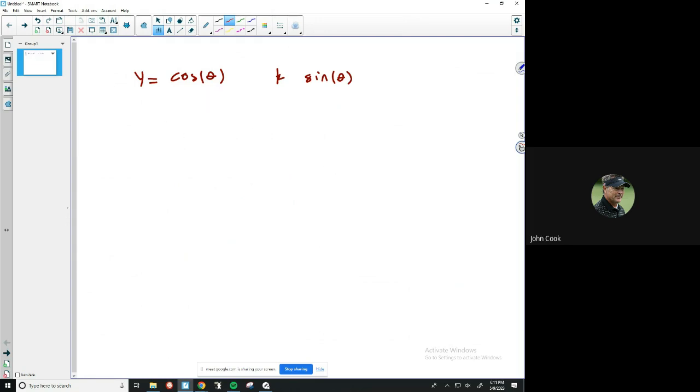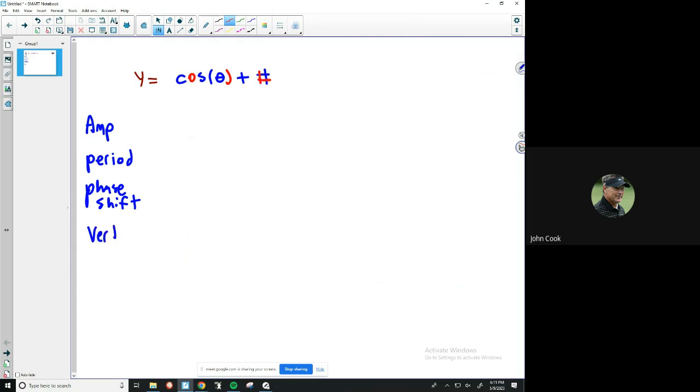All right, for every single graph that we have, it doesn't matter what it is, we're going to answer a bunch of questions. We're going to find the amplitude for every one of the graphs. We're also going to talk about the period, and the phase shift, if there is a phase shift at all. And there's one additional thing you could do, and that's taking a cosine or a sine and adding some number onto it. That's what we call a vertical shift. So we'll see if there are any vertical shifts as well. So this is what we're going to do for every single one of our graphs: amplitude, period, phase shift, and vertical shift. All right, let's get started.